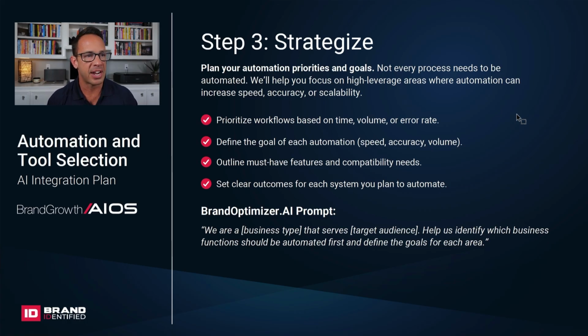So prioritize your workflows based on time, volume, or error rate. Define the goal of each automation, whether that's speed, accuracy, or volume. Outline your must-have features and compatibility needs, and set clear outcomes for each system that you plan to automate. And then I've given you another BrandOptimizer.ai prompt here for step number 3.